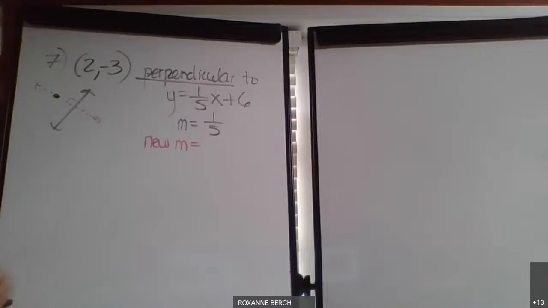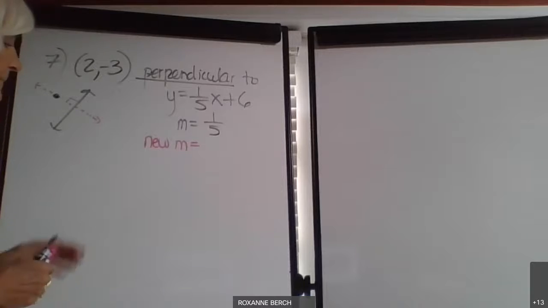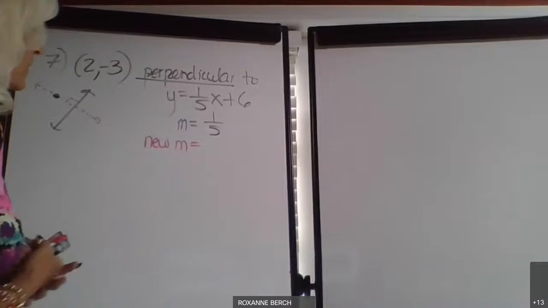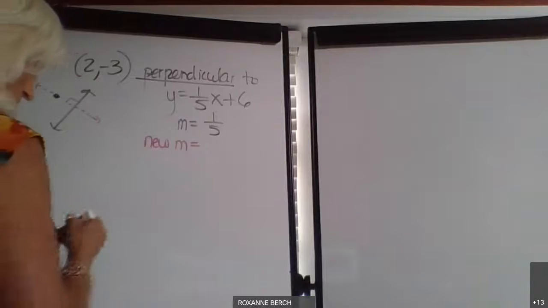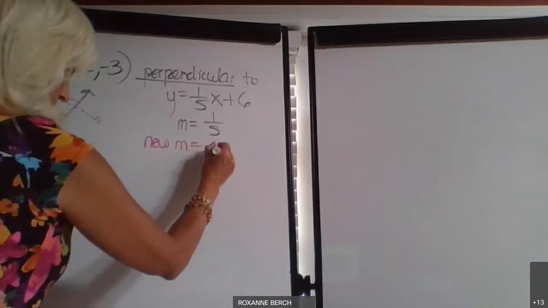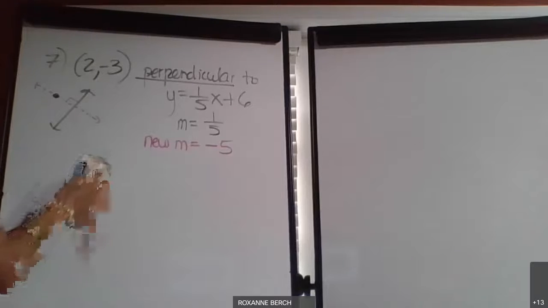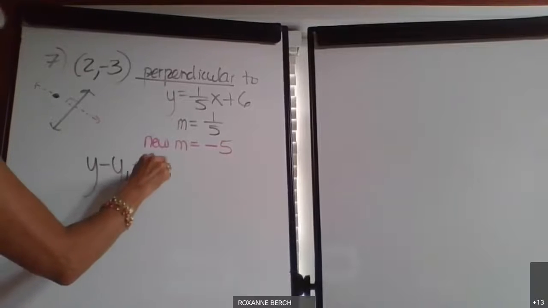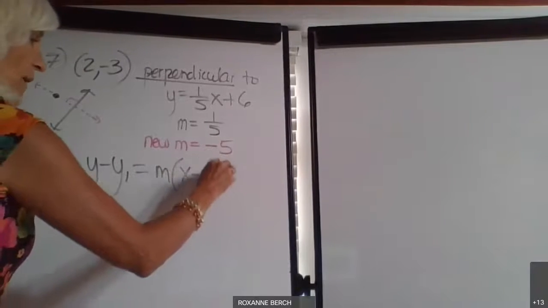So what's the negative reciprocal? What's the reciprocal? 5? Yeah. So what would be the negative reciprocal? -5? Right. All right. So remember telling you to write down the equations because they act as a roadmap. It helps you to know where you're going.